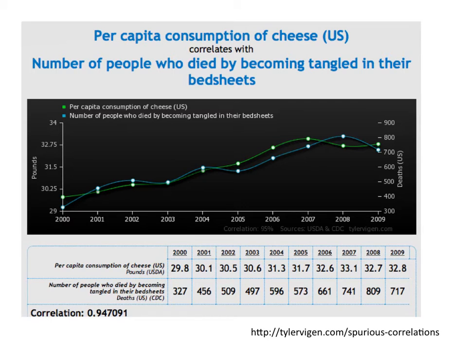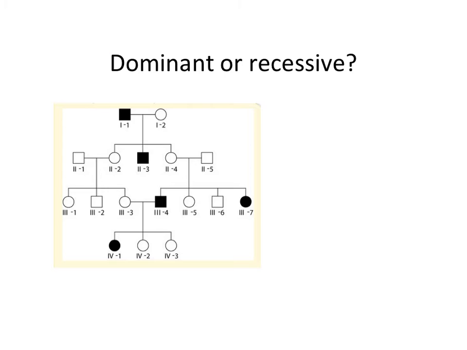Let's see, what does it say? Number of people who died of deaths, US CDC, Centers for Disease Control. So maybe a reliable source of information here. 95% correlation, 0.95. Cheese consumption and strangulation by bed sheets. Right? Correlation, not causation. So just because two things happen in the same trajectory doesn't mean that they're related. I'll get off my soapbox now about correlation versus causation.